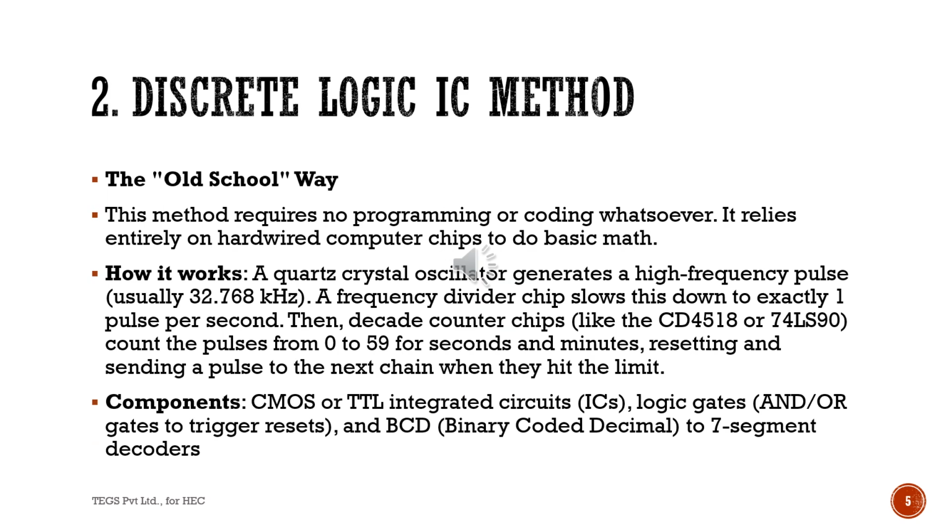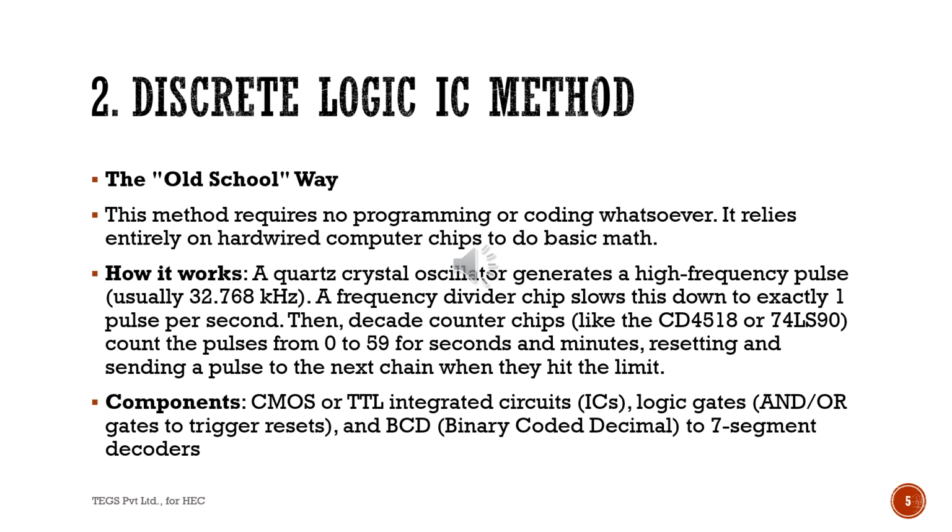2. Discrete logic IC method, the old school way. This method requires no programming or coding whatsoever. It relies entirely on hardwired computer chips to do basic math. How it works? A quartz crystal oscillator generates a high frequency pulse, usually 32,768 Hz. A frequency divider chip slows it down to exactly 1 pulse per second.